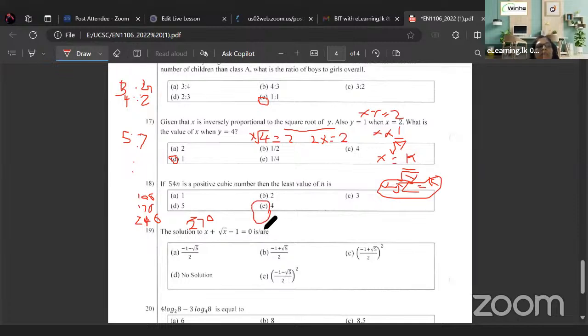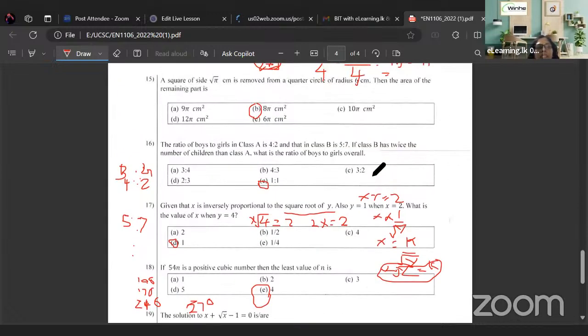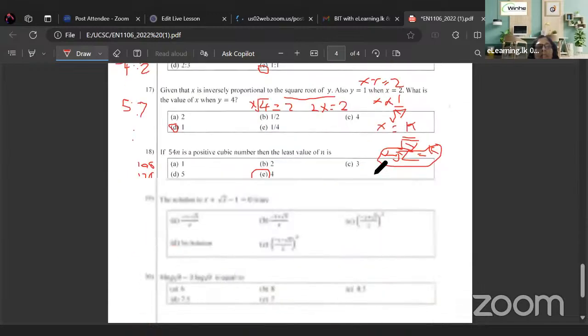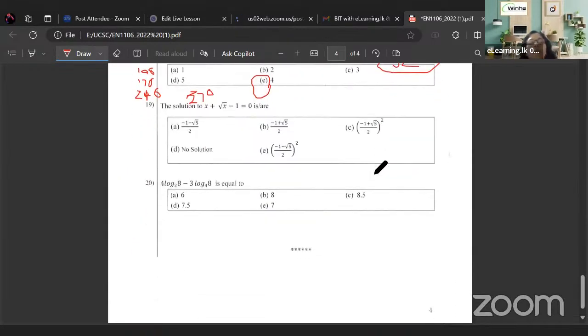Then you can consider n as 4. Right, then we move to question number 19. You can see the given question in 2022 is not as difficult as previous years, and you can easily find the answers, right? The solution to x plus square root x minus 1 equals 0 is R, right?